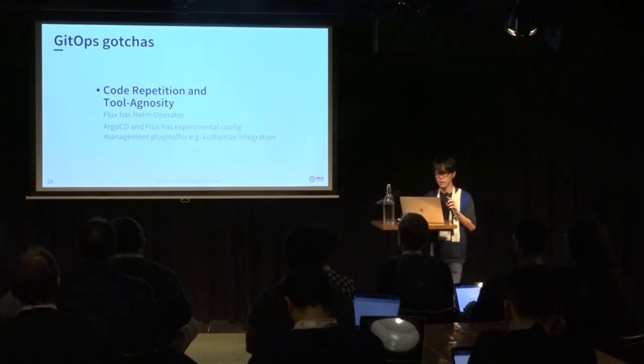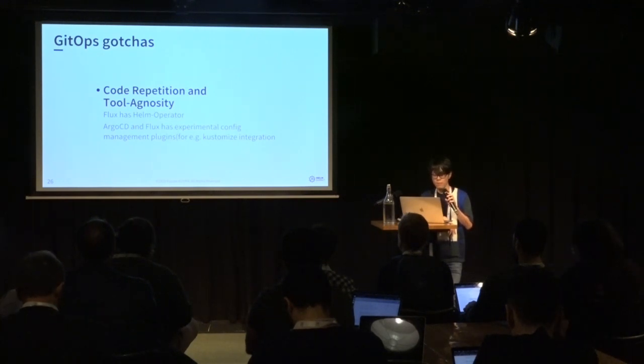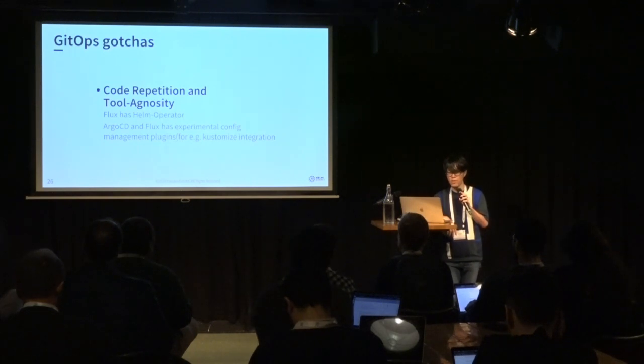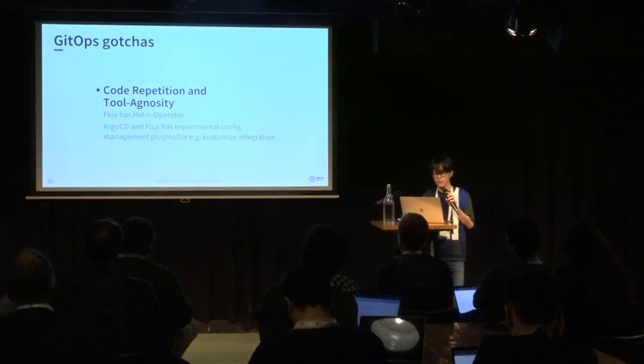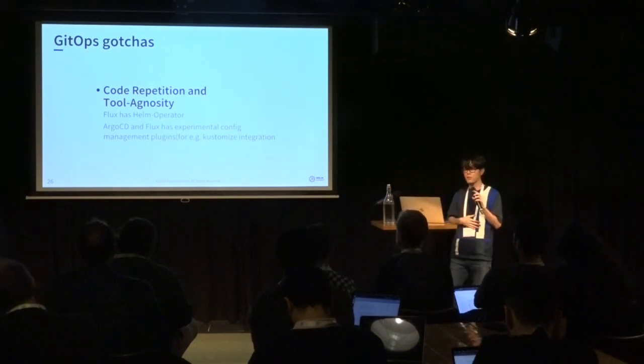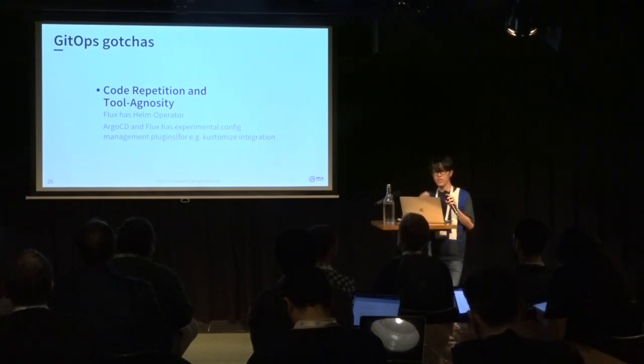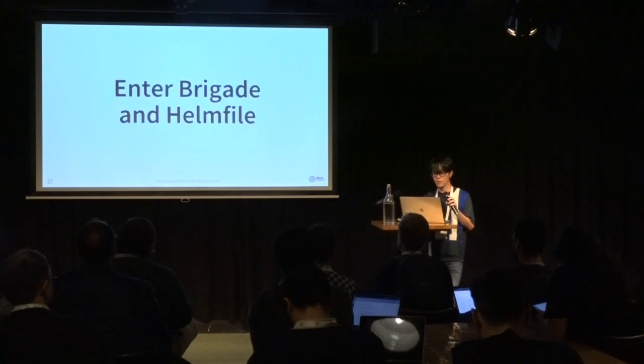That's great. And one gotcha for embracing GitOps is that code repetition and tool agnosticism are hard. So Flux has a Helm operator for reducing code repetition, so that you can deploy a Helm chart via Flux through a Git commit. And Argo CD and Flux have experimental config management plugins that allow you to hook into Flux and Argo CD to run Kustomize build or Helmfile, or Helm commands to generate Kubernetes manifests for deployment. Okay, and that's the basics.